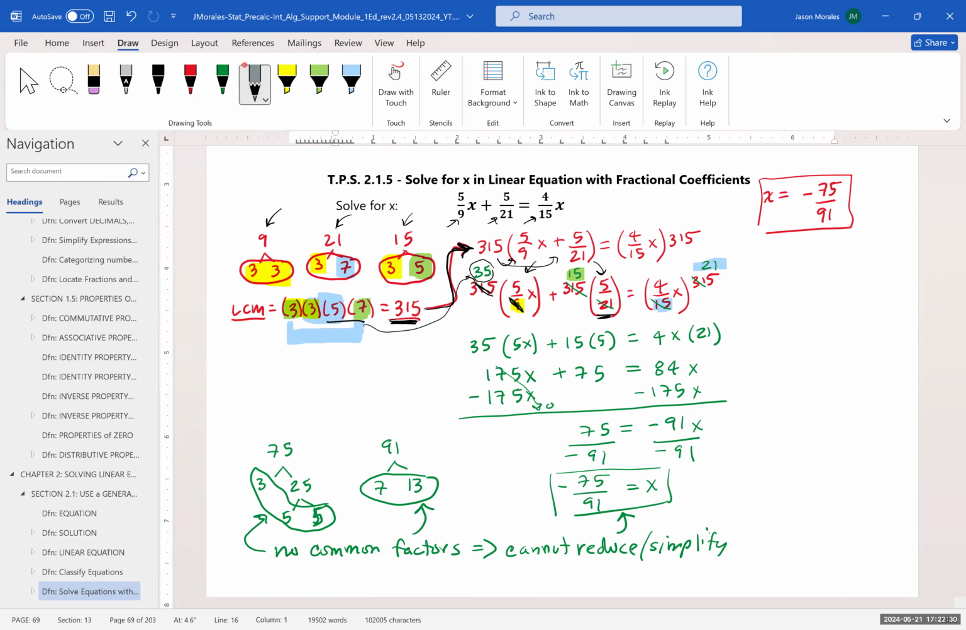All right. So what I did was just tried to reduce the clutter. So what do we have left after this multiplication of 315 and some cancellation here? So we've got 35 times 5x, and we've got 15 times 5 and 4x times 21. And so now 35 times 5x gives us 175x. 15 times 5 gives us 75. And 4x times 21 gives us 84x.